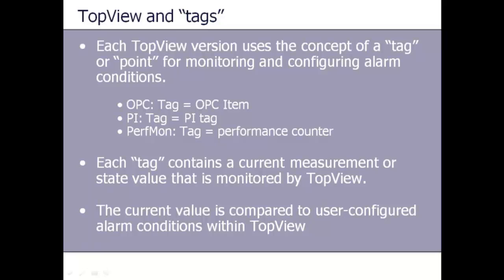Each tag contains a current measurement value that can be monitored real-time by the TopView alarm and notification engine. The monitored values are compared to user-created alarm conditions, triggering TopView to generate alarms, notifications, and to perform all alarm and event-based functions supported by TopView.